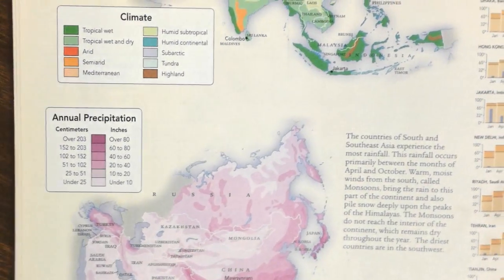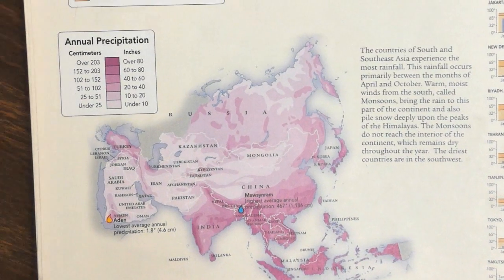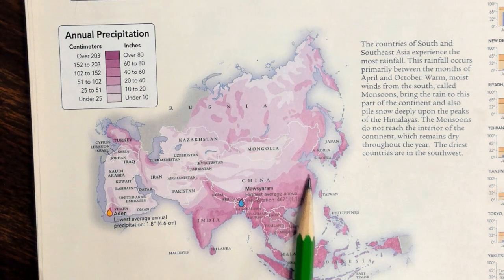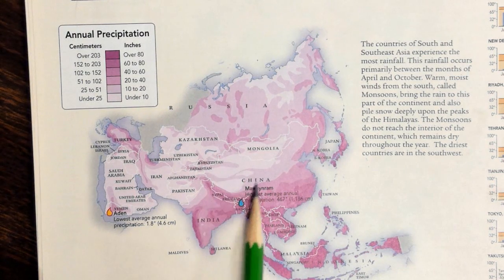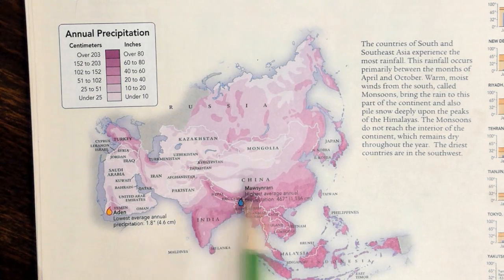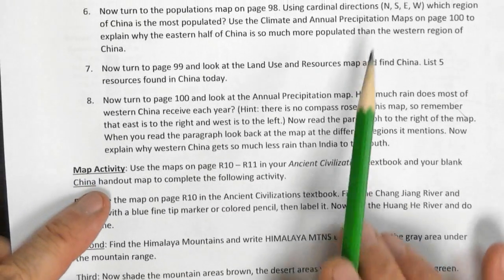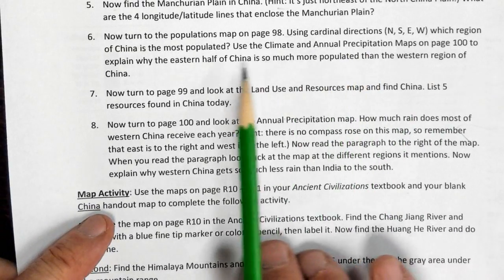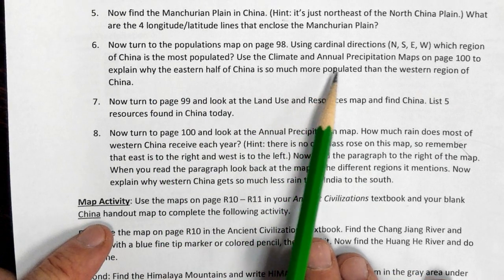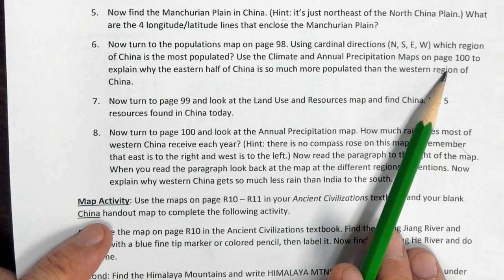All right, let me get my book here. Let's see if I can do it this way. There we go. How much rain do they get on this side of China? How much rain do they get back here? Okay, so using that information, you explain why. What does it say for number 6? Explain why the eastern half of China is so much more populated than the western region of China. All right, do that now.